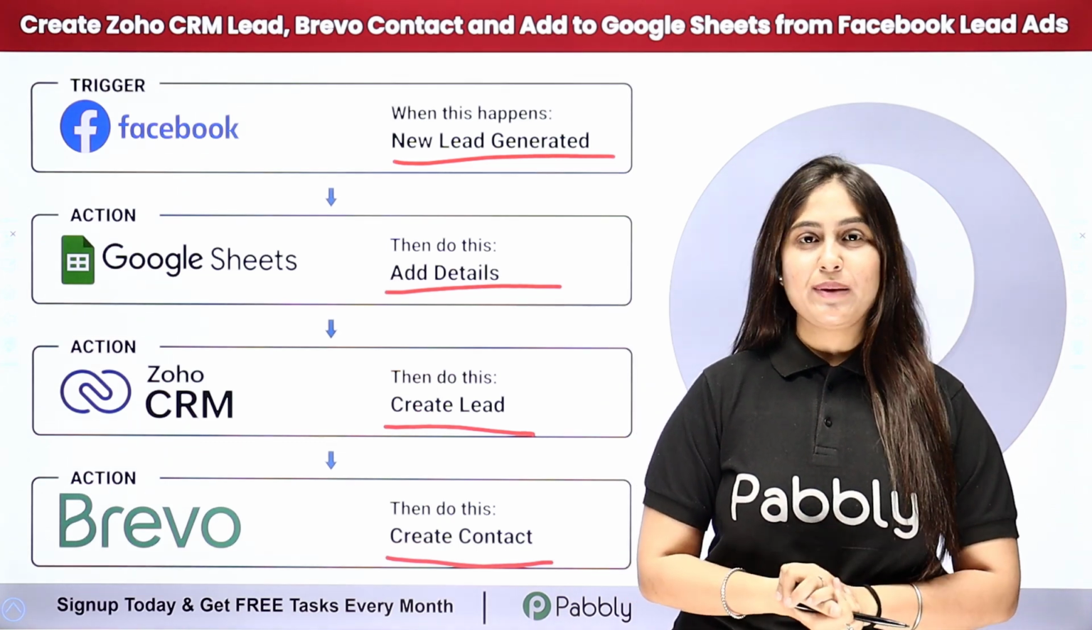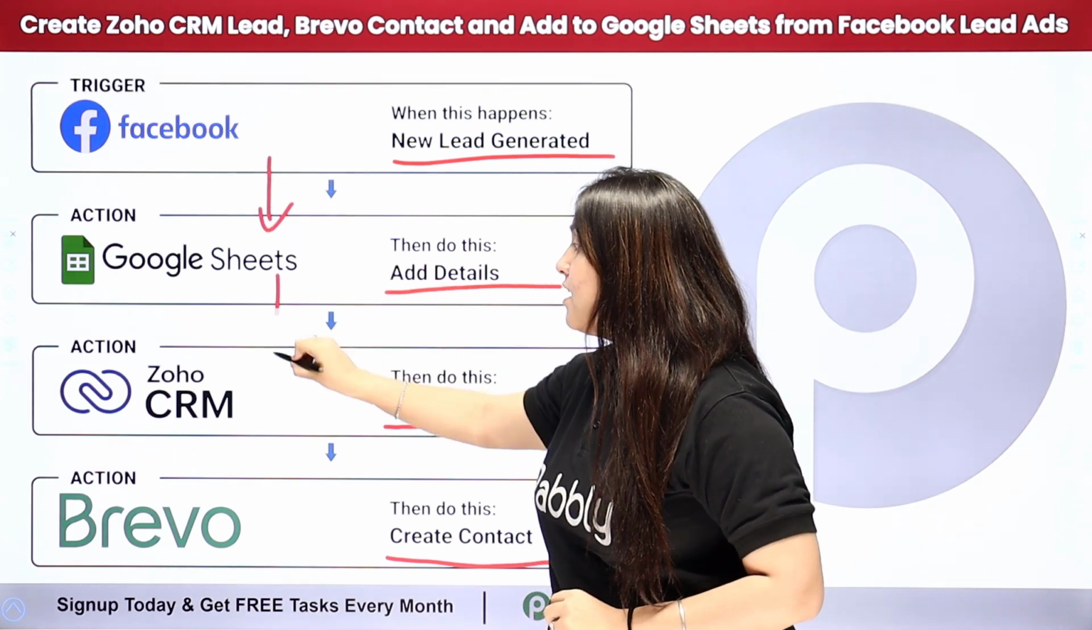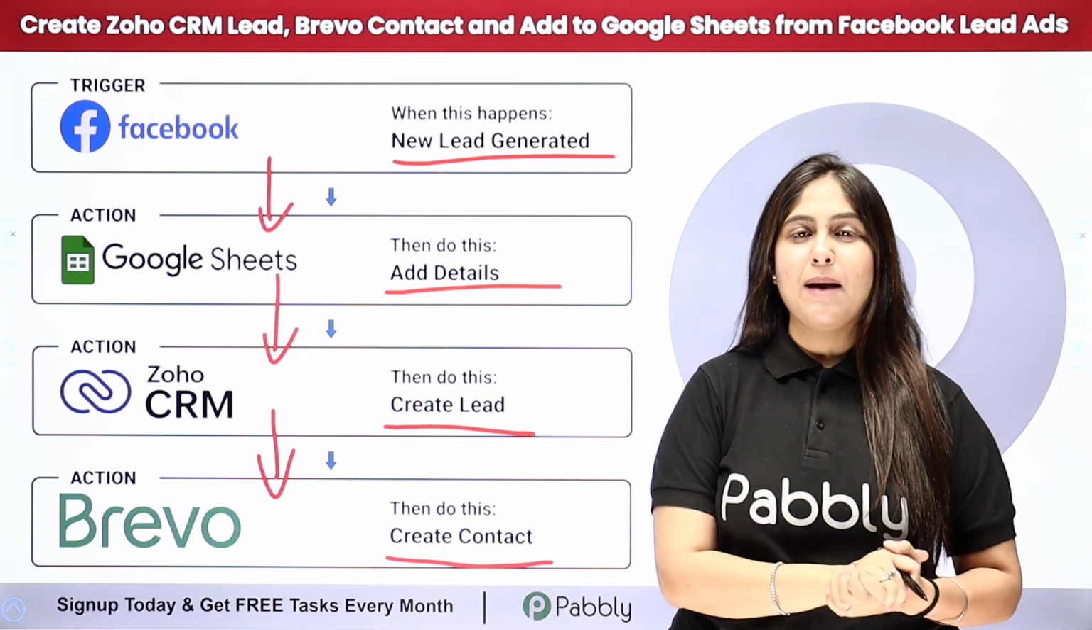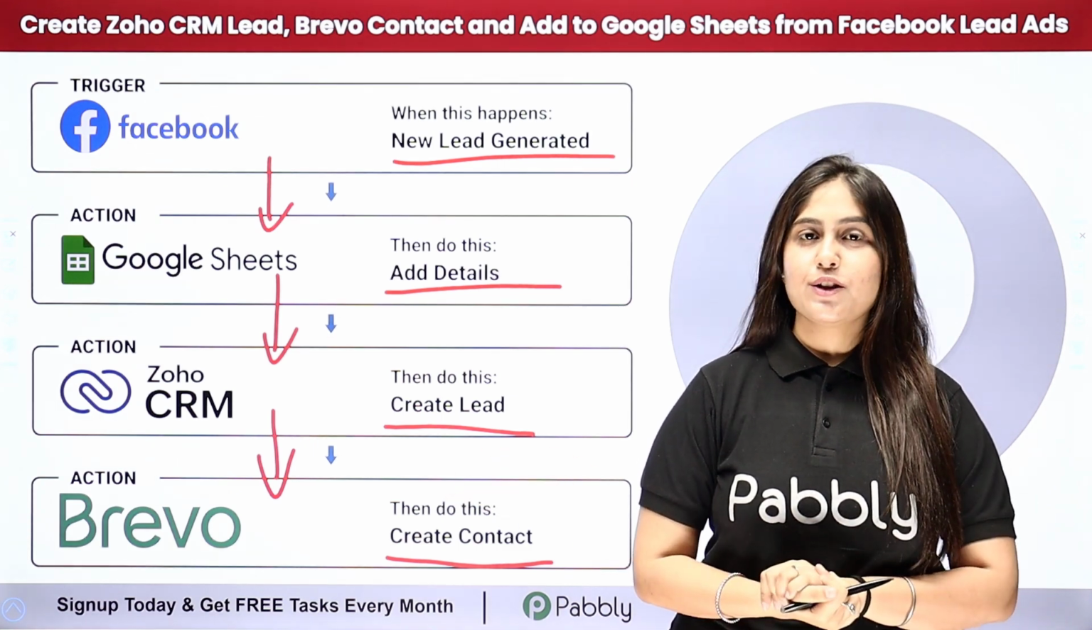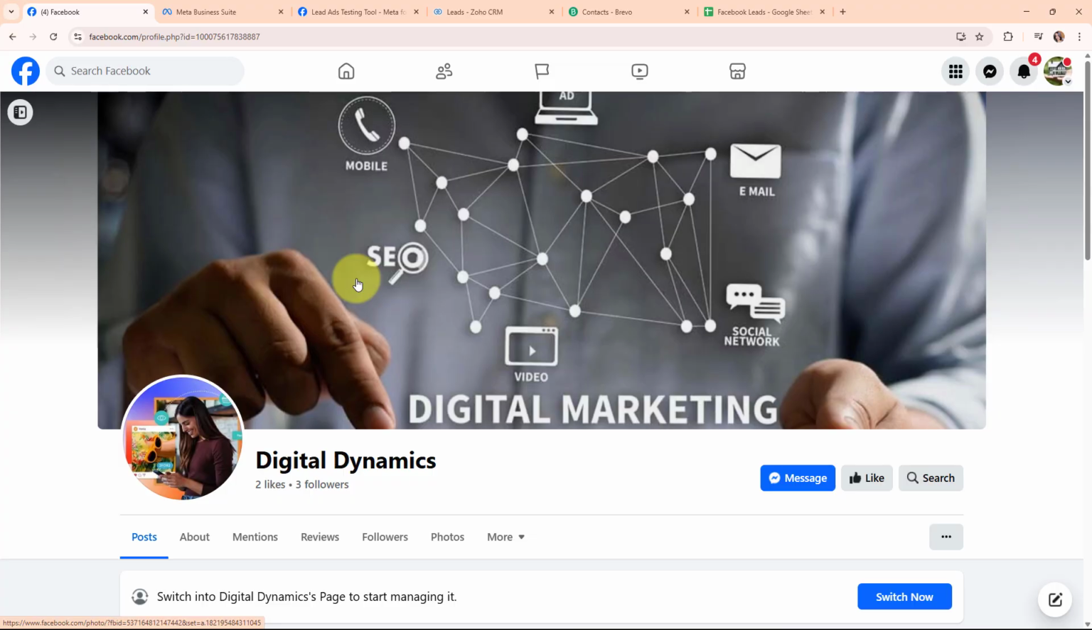So now here to automate the entire process, I need to connect my Facebook lead ad with my Google Sheets, Zoho CRM and Brevo account using an automation software named Pabbly Connect. So to see the working of this automation and to learn this process step by step, let me take you to my screen. Welcome to my screen.